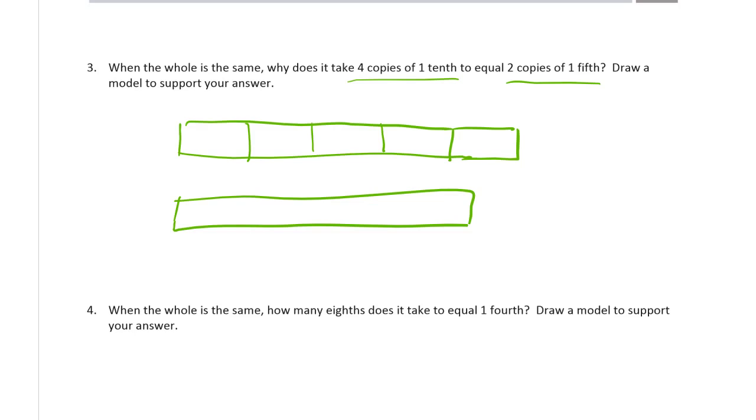And I'm going to do the same thing here. Fix this one. So the endpoints for the wholes have to match. And I know tenths are going to have the same, every 2/10 is the same as a fifth. So I'm going to take my fifth marks there, and then I'm going to cut each one of those fifths in half to make tenths. So 4 copies of 1/10, and each one of these is a tenth. And then the 2/5. There's the model that supports my answer.